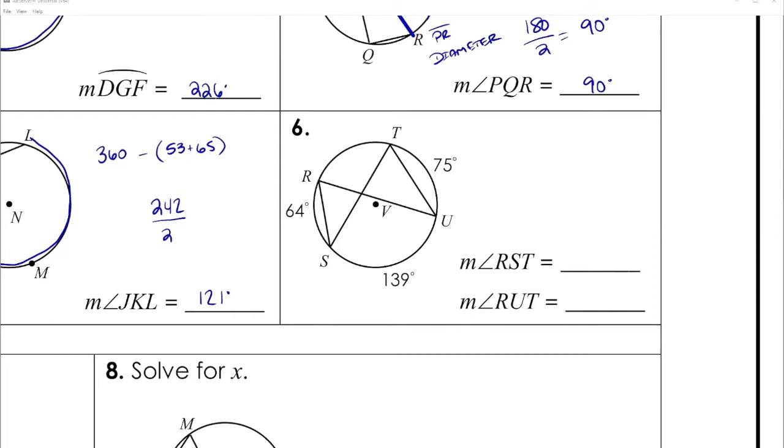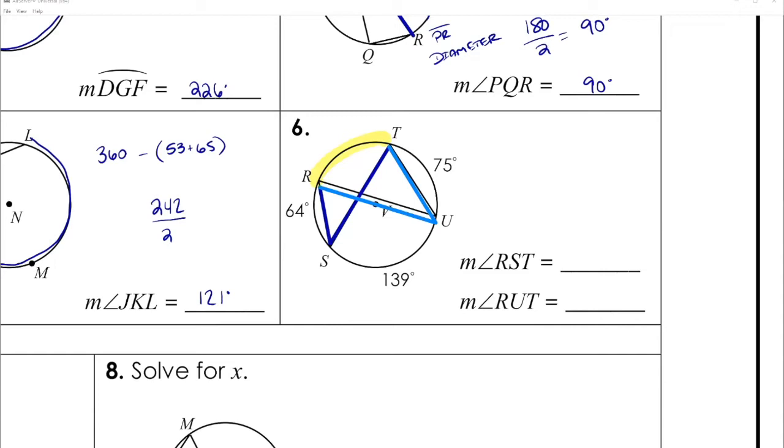Everybody good with that one? Yes. Number 6, we kind of get our first look at that intercepted arc. So we've got angle RST, and we have angle RUT. They are both intercepting arc RT. So by definition, if they're intercepting the same arc, these angles have to be congruent.